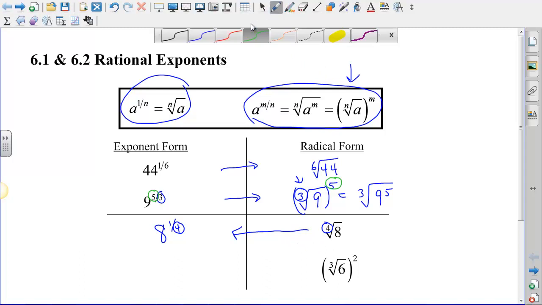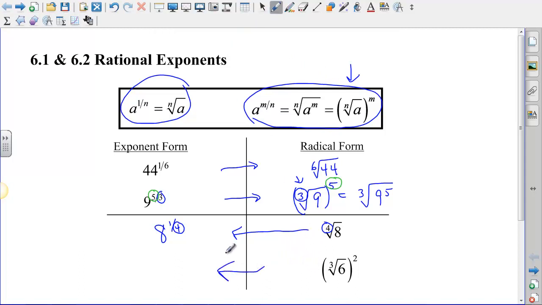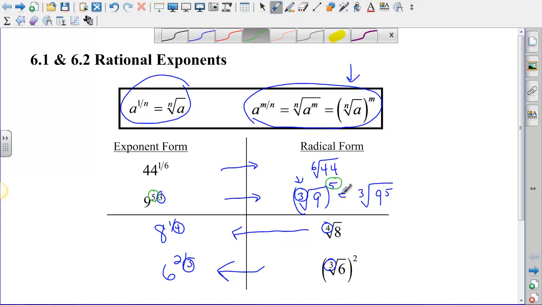Let's write this other one out. Cube root of 6 squared, well, that would be 6 to the 2/3 power. And again, the number in the root goes on the bottom, and the exponent goes on top of the fraction. Okay, so hopefully that's pretty understandable and pretty easy to do.